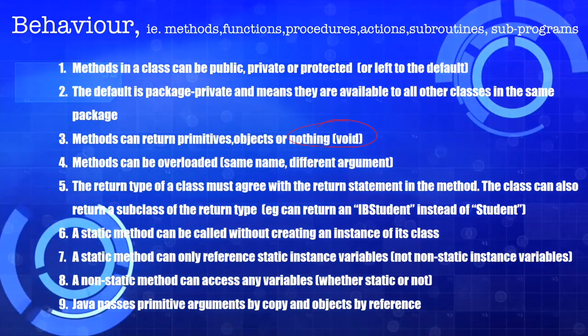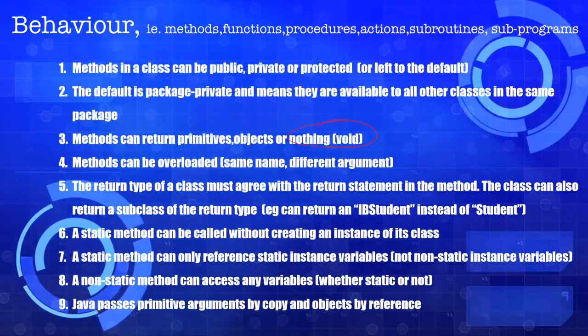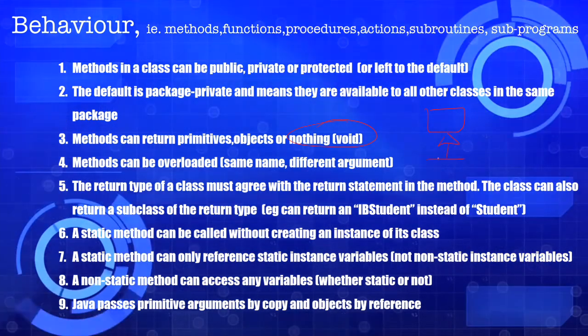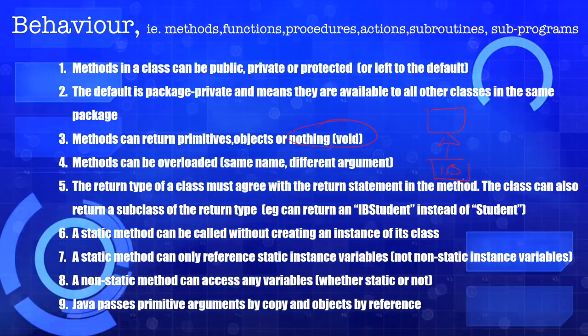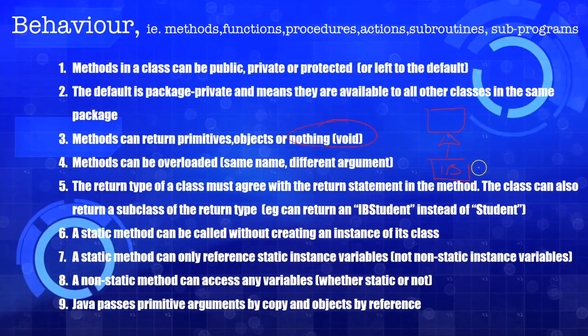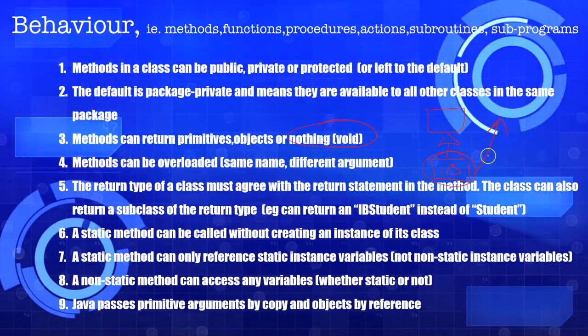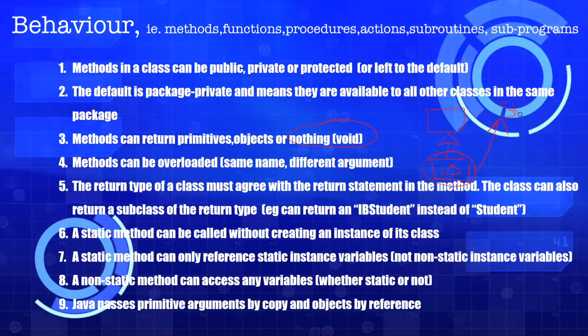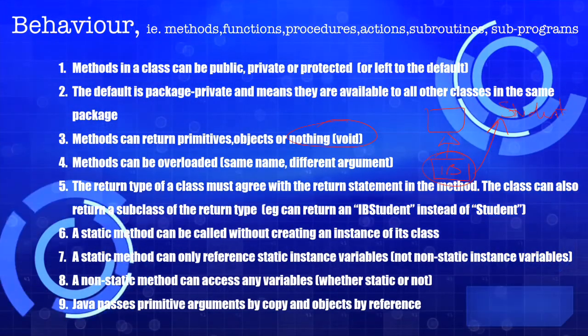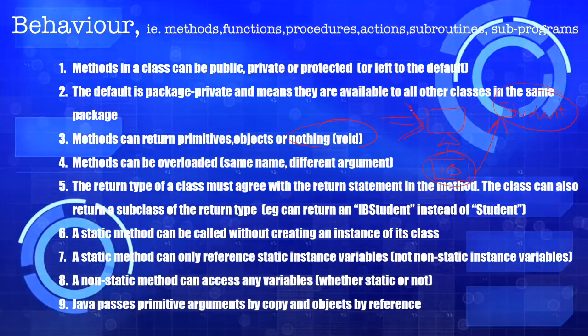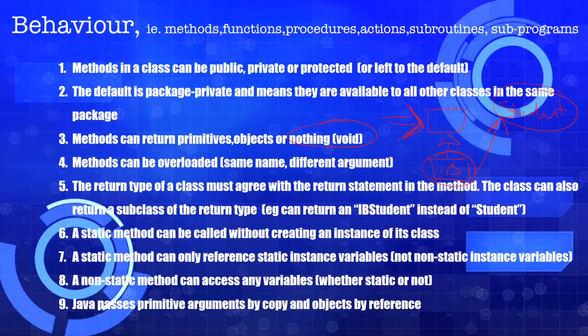But here's an interesting one. If I have a class called student, and I have another class that inherits from that called IB student, well, in that case, even though I have an instance of IB student, I can still pass that into a function which receives a variable of student, which I think we'll see a little bit later on. So you can generalize, i.e. you can pass into a function the superclass.